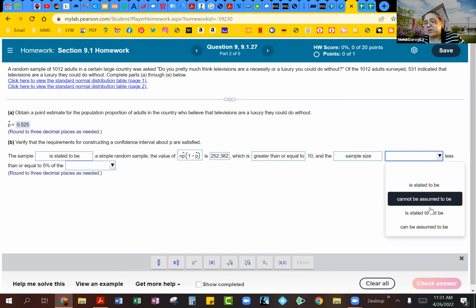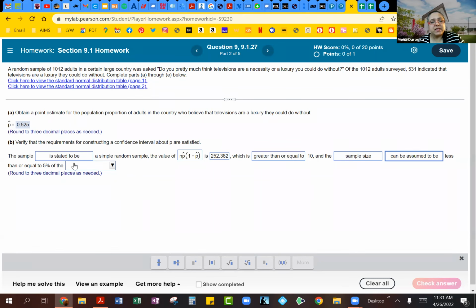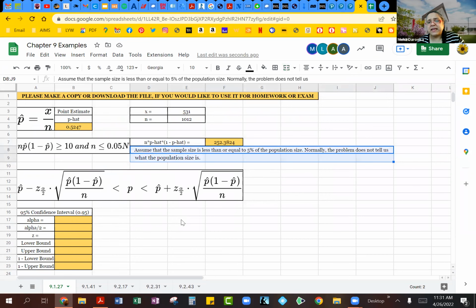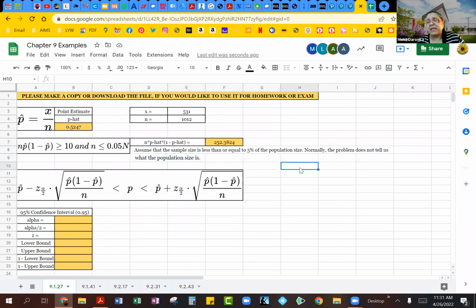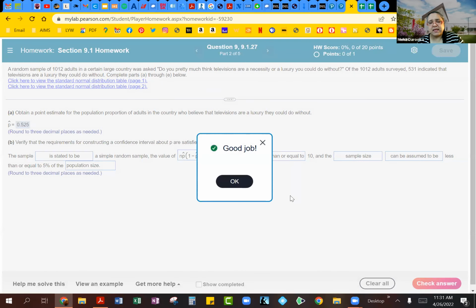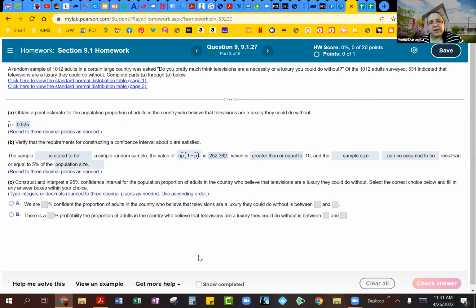So in this case, we are actually going to assume that our sample is less than 5% of the population size. And I'm mentioning this over here underneath our little calculation. So I am telling you, assume that the sample size is less than or equal to 5% of the population, because they're not really telling us what the population size is either. So that's not really something we can calculate. So that's why we are making that assumption. So go ahead and fill in all those spaces, and then that's your second step of verifying.